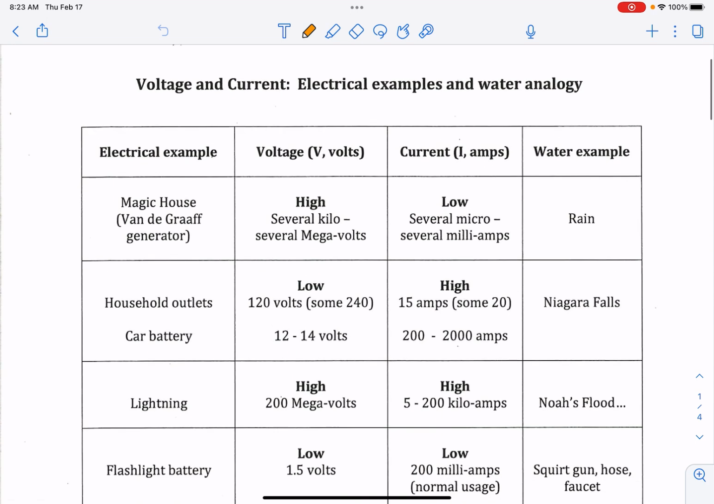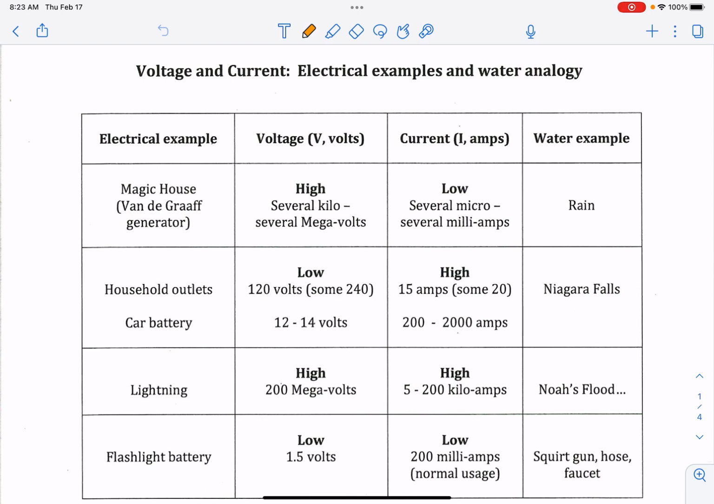This first chart on voltage and current introduces you to two terms that students sometimes get confused over. Voltage has to do with the potential energy per charge, and current has to do with the quantity of charge that might be going through a circuit. And it's very common to use water as a very imperfect analogy to current.